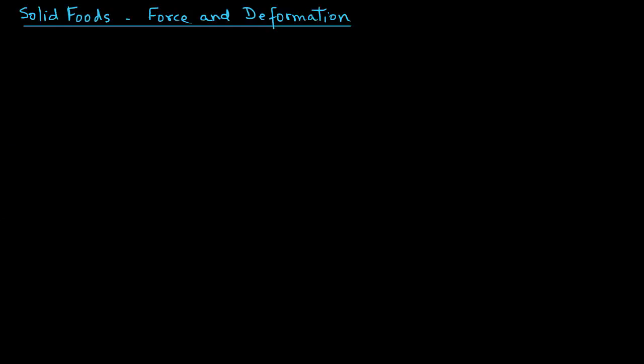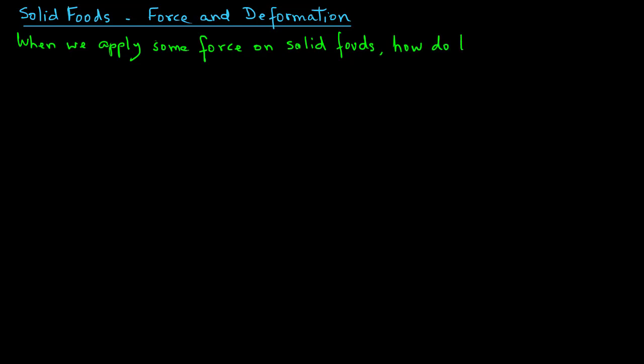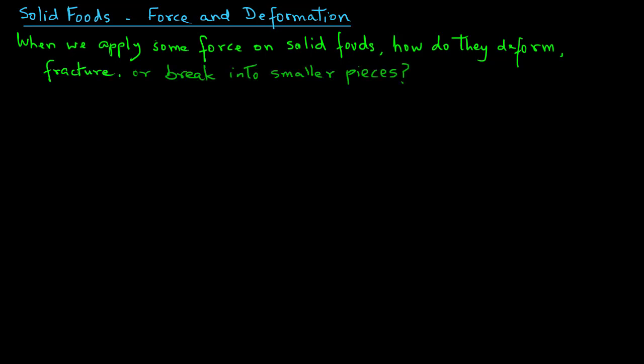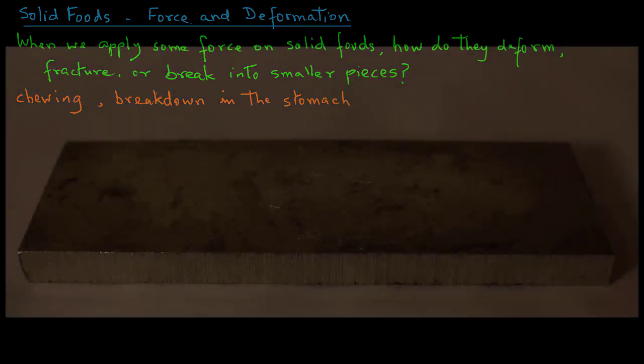In this tutorial, we will look at a question as to what happens when we apply some force on solid foods. How do they deform? How do they fracture? Or how do they break into smaller pieces? We know that when we eat foods, we chew foods, in other words, breaking down the solid foods into smaller pieces. And also, foods break down further in the stomach.